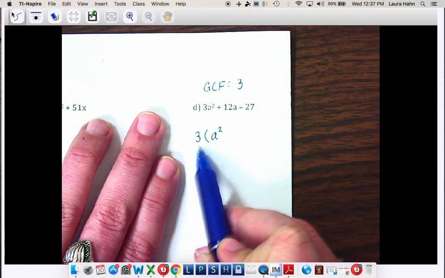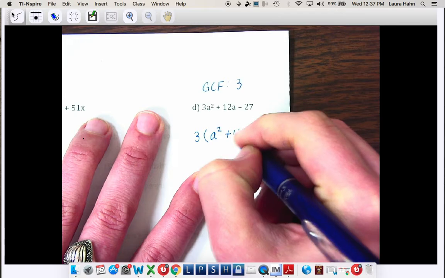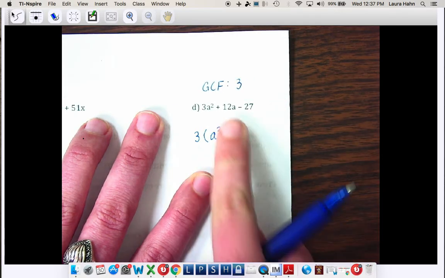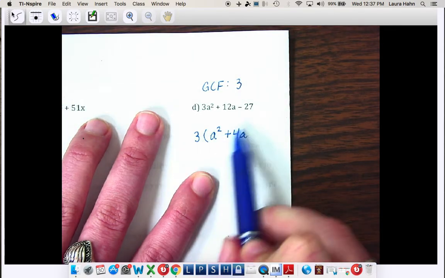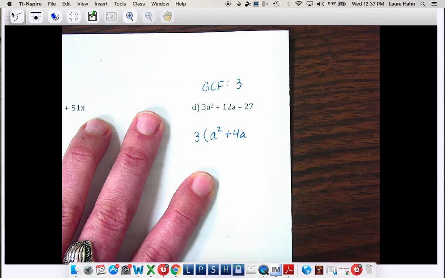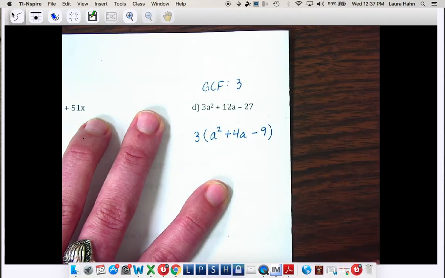Now I'm trying to get from 3 to 12A. Well, 3 times what would give me 12A? It's 3 times a positive 4A. 3 times 4A is 12A. So I'm done with that middle part. Finally, what do I have to multiply 3 by to get to a negative 27? Well, I know that 3 times negative 9 is a negative 27.